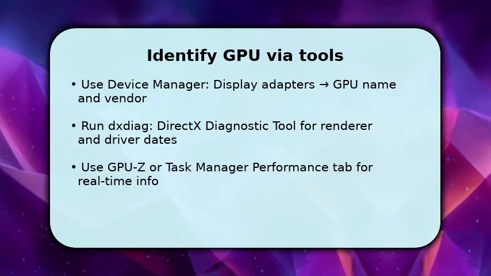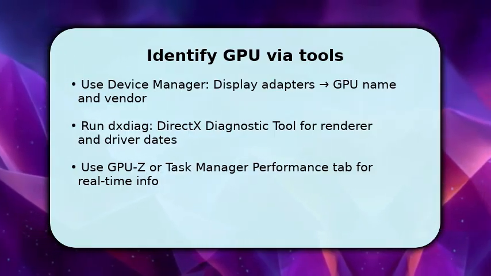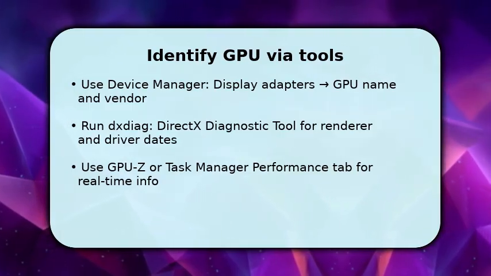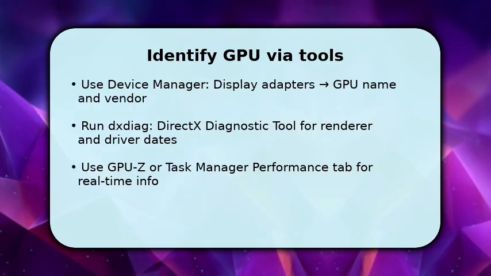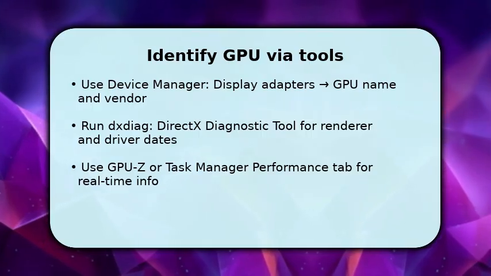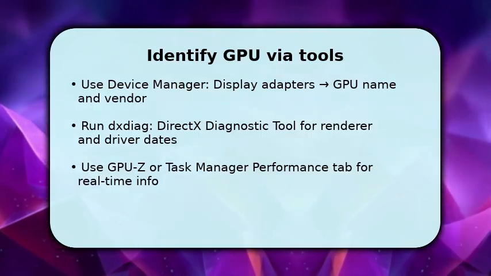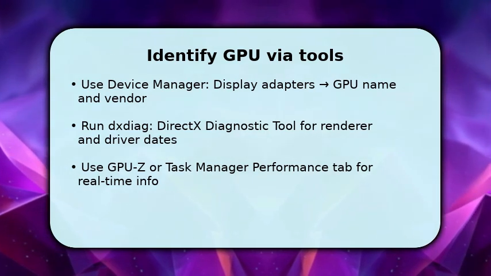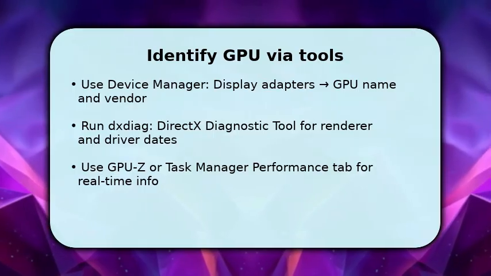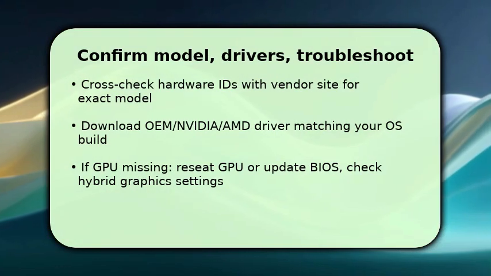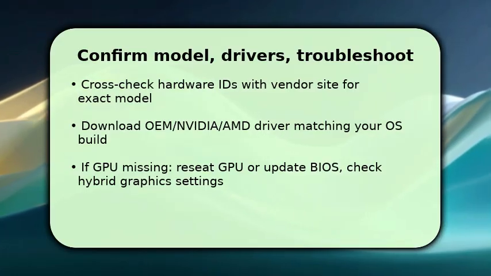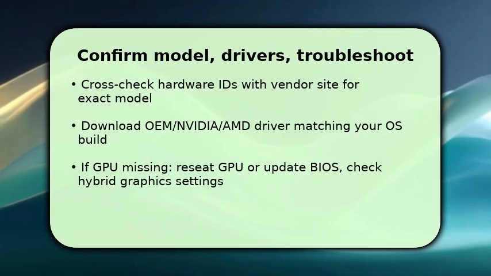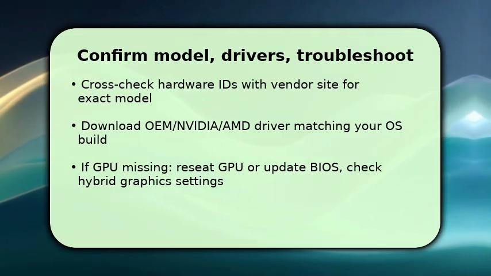For detailed hardware ID and real-time clocks, run GPU-Z or check Task Manager's Performance tab. These tools reveal whether the GPU is integrated or discrete and show RAM and bus type, which explains real-world performance differences. Finish by verifying hardware ID from Device Manager, Properties > Details > Hardware ID, against the manufacturer site to confirm the exact GPU SKU and revision.